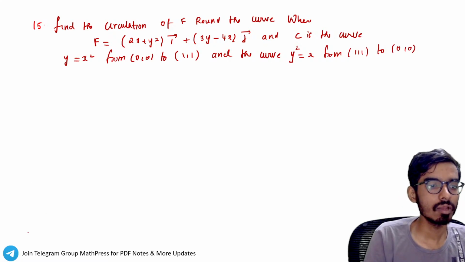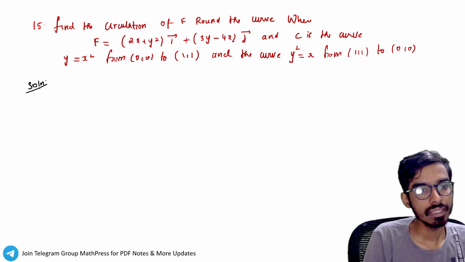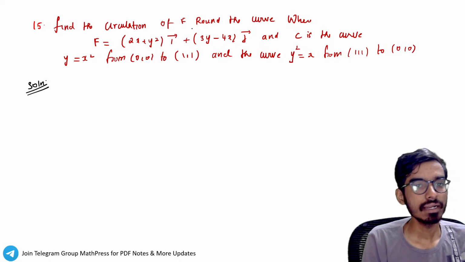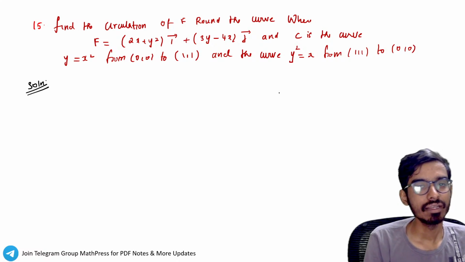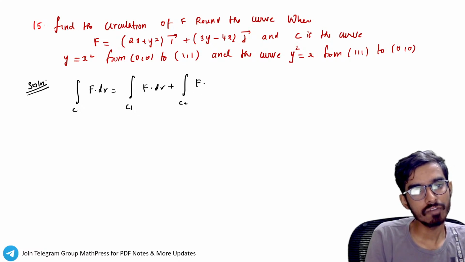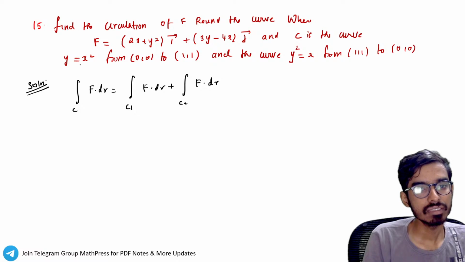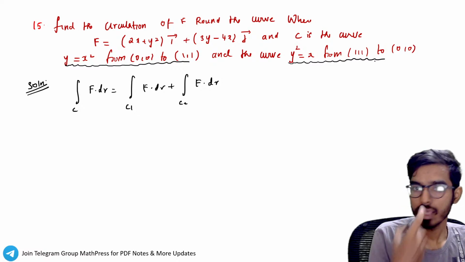It's a very simple problem. We already did so many problems like this in the very beginning part. Here we have two curves, so the integral over C of F dot dr will be the integral over C1 of F dot dr plus the integral over C2 of F dot dr. C1 is this curve, and C2 is this curve. So find C1 and C2 and add them up.